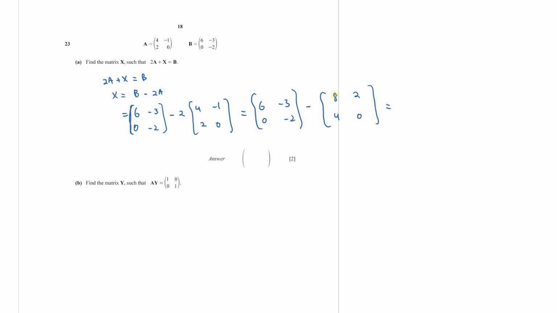So I subtract the corresponding values. So 6 minus 8 is minus 2. Minus 3 minus 2 is, oh sorry, this will actually be minus 2 because you brought this 2 in. You left the minus sign outside. So this will be minus 2. So minus 3 minus minus 2, so minus 3 plus 2 is minus 1. 0 minus 4 would be minus 4. And minus 2 minus 0 will be minus 2. So this will be your matrix X: minus 2, minus 1, minus 4, minus 2.